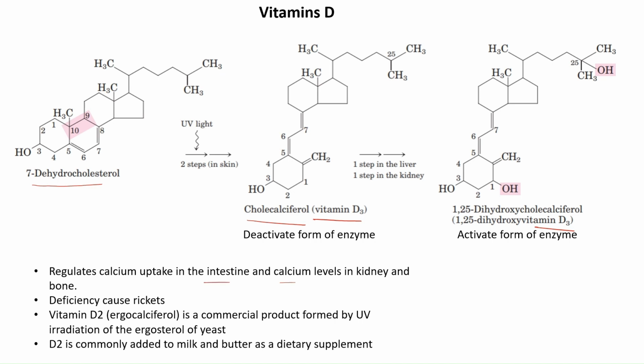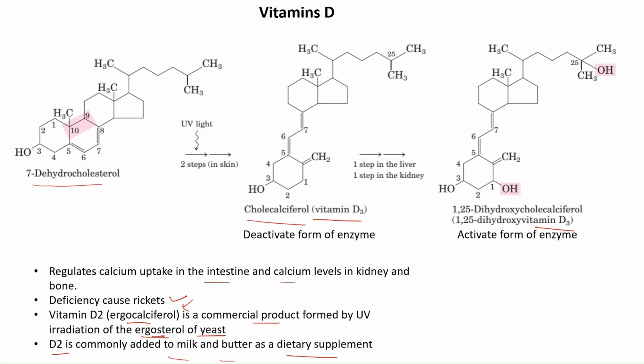What if we become deficient of vitamin D? It causes rickets in children, and in case of adults it is osteomalacia. Vitamin D2, which is also known as ergocalciferol, is a commercial product formed by UV irradiation of ergosterol, and this ergosterol is found in yeast. So from ergosterol, ergocalciferol is formed, which is known as vitamin D2, and this is the form commonly added to milk and butter as a dietary supplement.